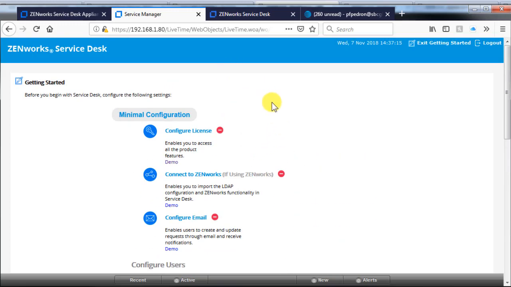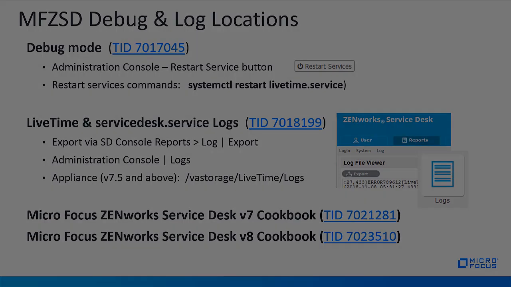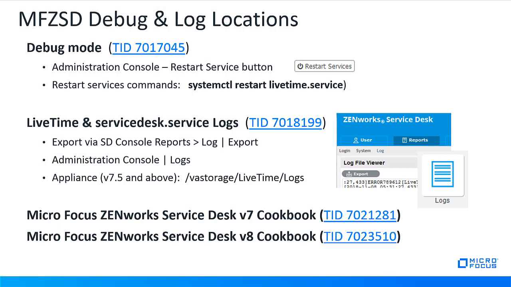That's how simple it is installing version 8 Service Desk Virtual Appliance. For Service Desk debug and log locations, you can check out TID 7017045 to put various components in debug mode. Should you need to restart, you can restart from the admin console, the Restart Services button, or the Restart Services command from the systemctl command. For the Lifetime and Service Desk service logs, you can reference TID 7018199.